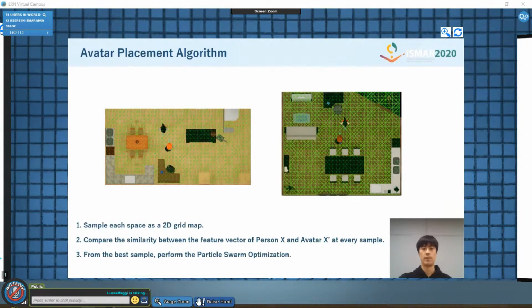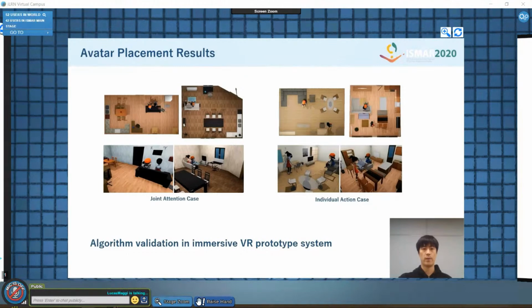While our method was developed for AR telepresence, we first performed the test in VR as it is more convenient to construct the various spatial configurations in VR. Here we show two cases of avatar placement examples using VR prototypes. Please refer to the supplementary videos for more examples.